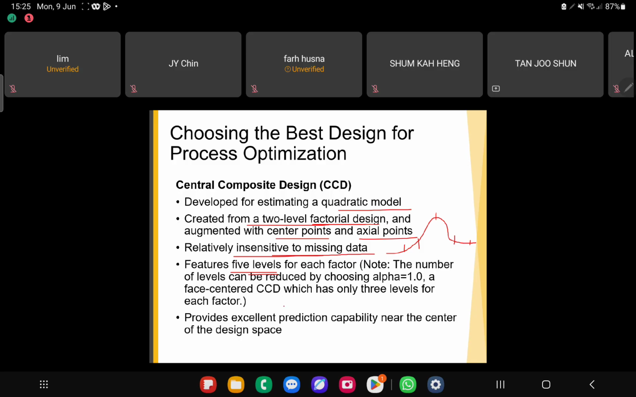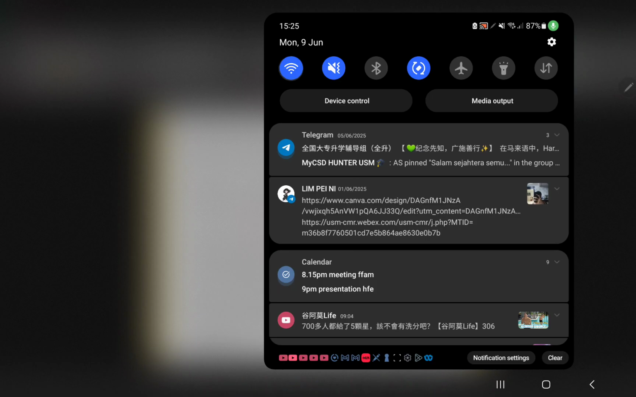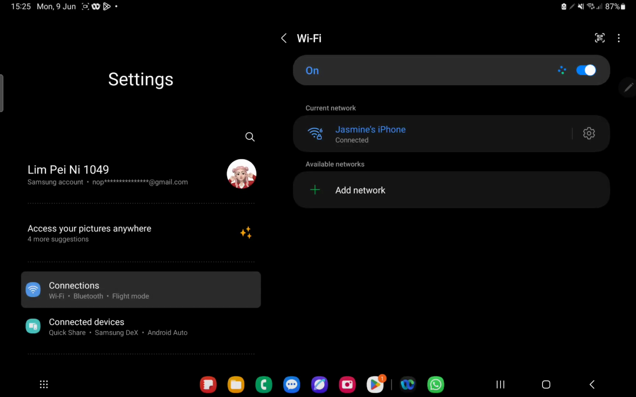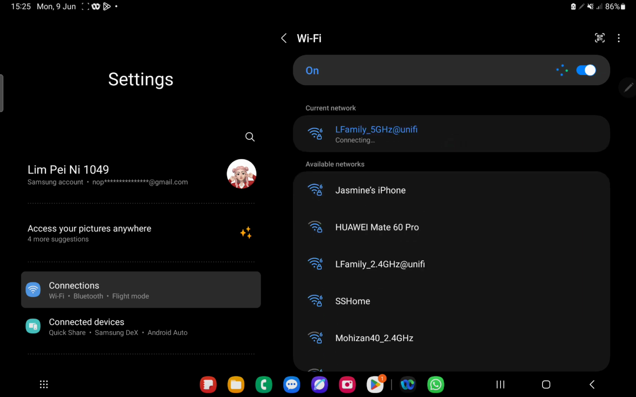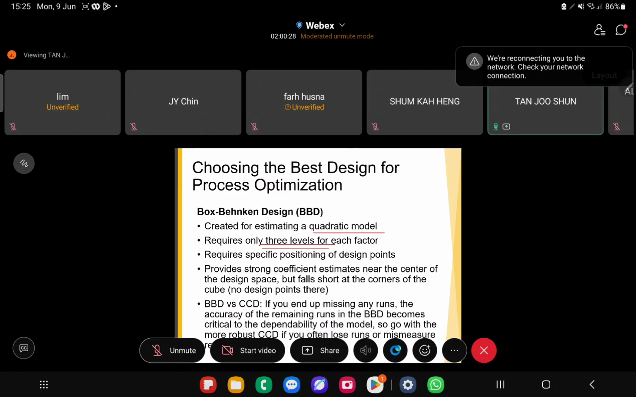Okay. BBD is simpler, using quadratic 3 levels, so fewer experiment runs. Okay. But the problem is it is more sensitive. If you have missing runs, then the CCD might give you error. Yeah, it cannot prove. CCD. Yeah.